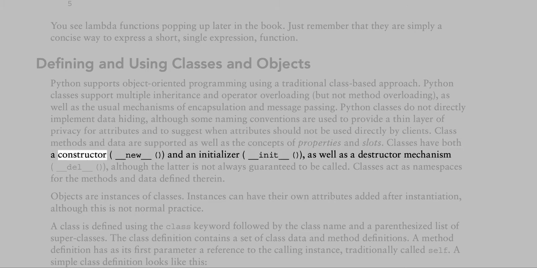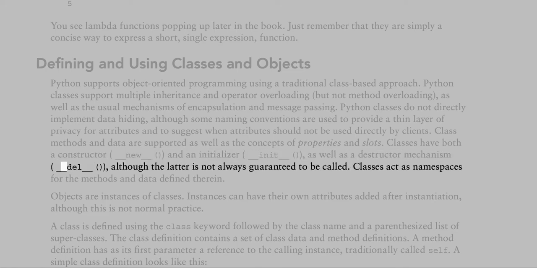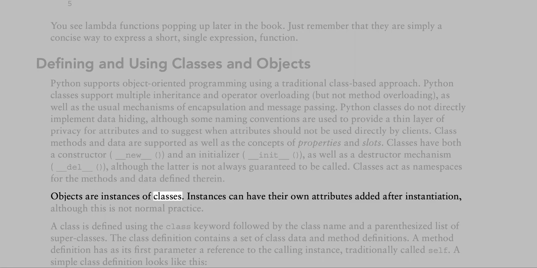Classes have both a constructor, __new__, and an initializer, __init__, as well as a destructor mechanism, __del__, although the latter is not always guaranteed to be called. Classes act as namespaces for the methods and data defined therein. Objects are instances of classes. Instances can have their own attributes added after instantiation, although this is not normal practice.